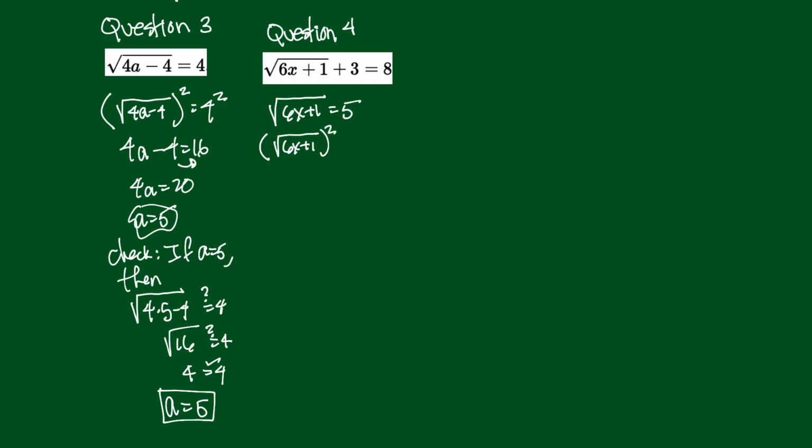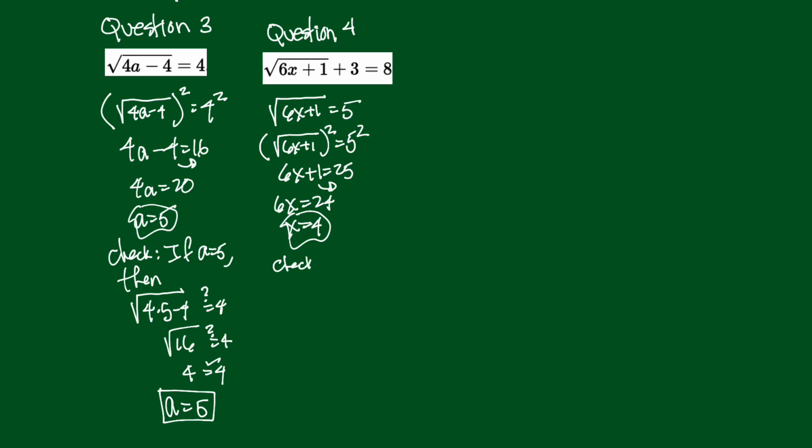All right, the square root squared equals 5 squared. That radical is gone. 25. Now, subtract the 1. 6x is 24, so x we think is 4, but we need to check.